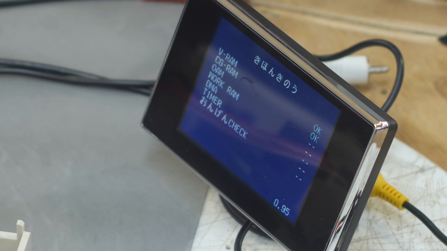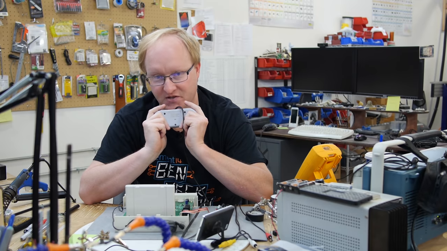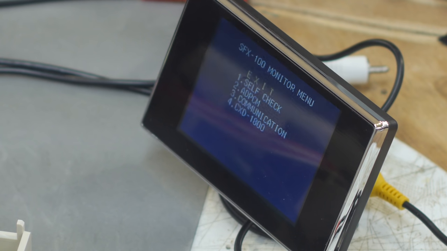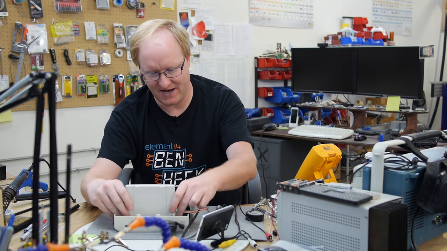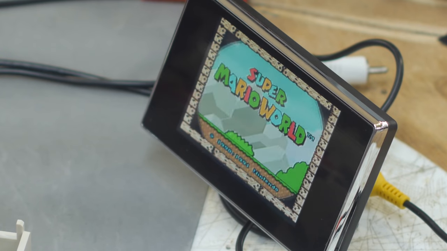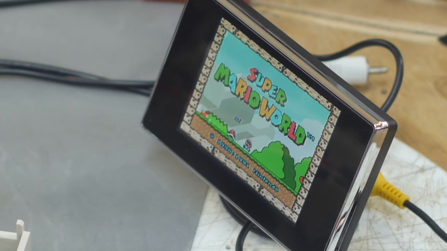Let's see what self-check does. I wonder if the mod was to make it work as a Super Nintendo, since there was probably never any software for the CD-ROM system anyway. Okay, so obviously CD-ROM is missing, so let's do this. Let's see if it acts like a Super Nintendo still. Okay, it still does. Huh. All right, well, let's stick the CD-ROM back on.